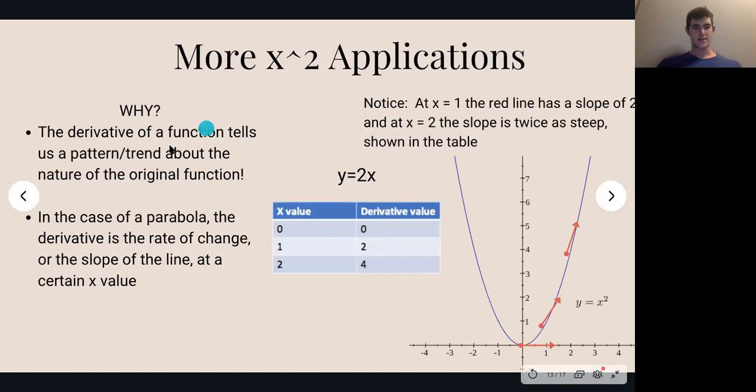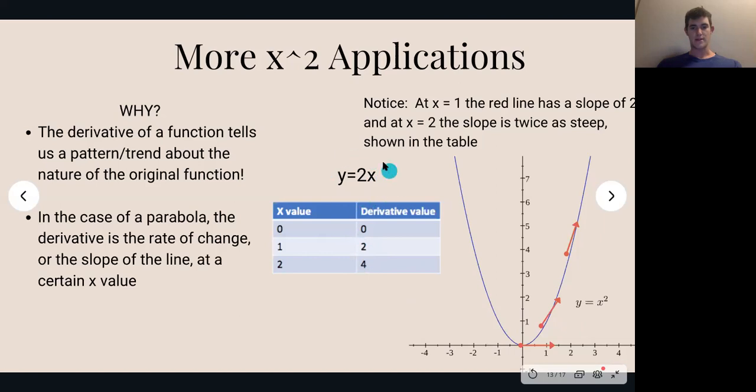Why does it do this? Well, a derivative of a function tells us a pattern or a trend about the nature of the original function. That's what a derivative does all the time. In the case of a parabola and throwing a ball up, the derivative is the rate of change of that function, or the slope of the line at a certain x value. I don't know what the slope of a line is. It's the amount up that function goes divided by the amount that function goes sideways.